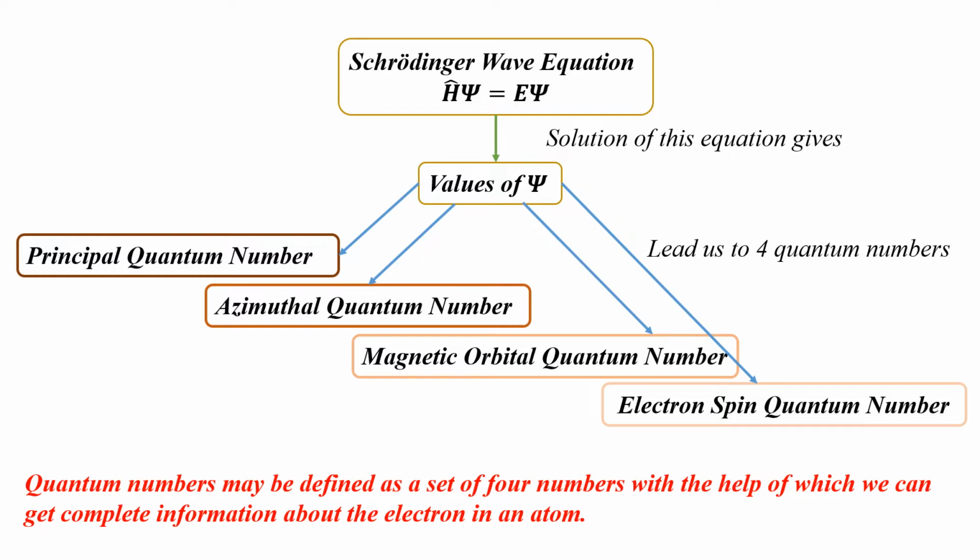I have told you earlier in our previous class, from the value of psi, we can get complete information about the electron in an atom. How? Psi is not a single value. It is a set of values which are given by four quantum numbers. From these four quantum numbers, we can get complete information about the location of an electron in an atom at a certain instant.